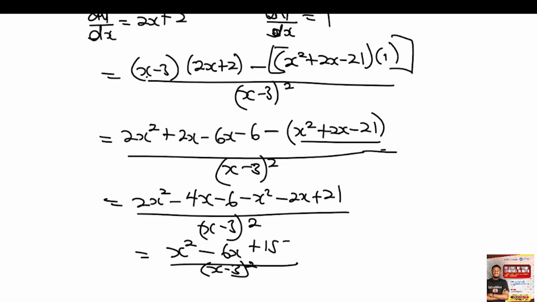Okay, so you can also try this one and then submit your answer at the comment section. So try this. The function is y equals x squared minus 3x plus 2, all on 2x squared plus 5x minus 1. So after this, you submit your answer at the comment section.